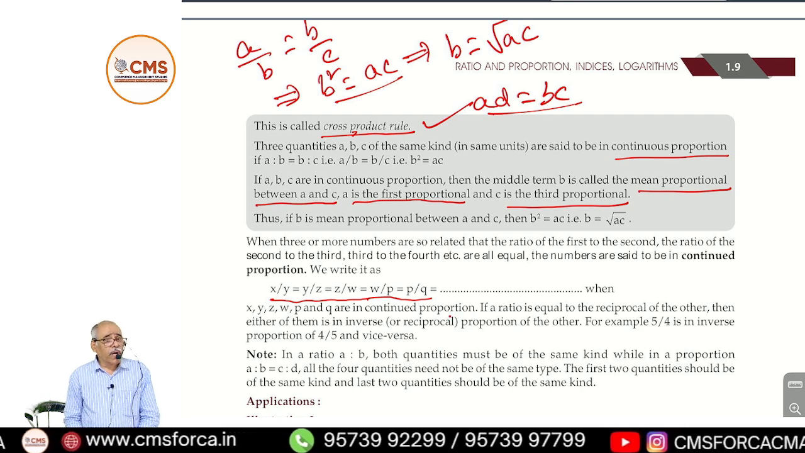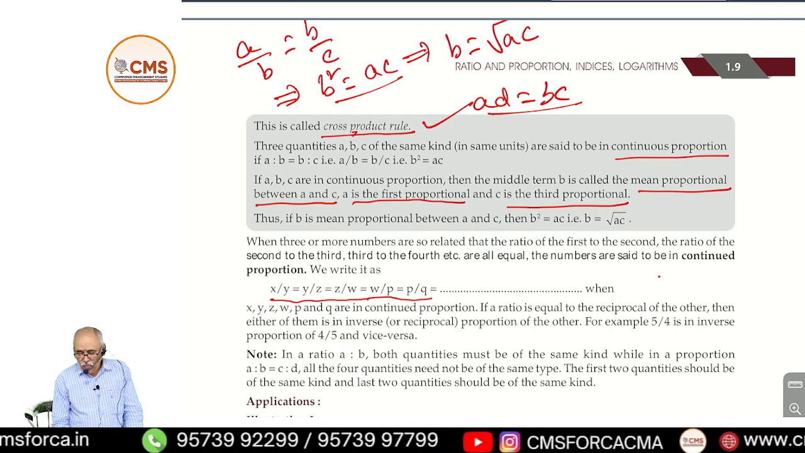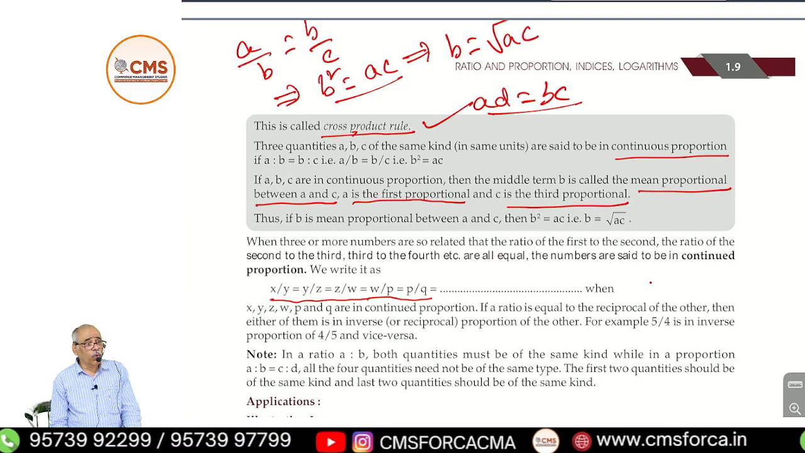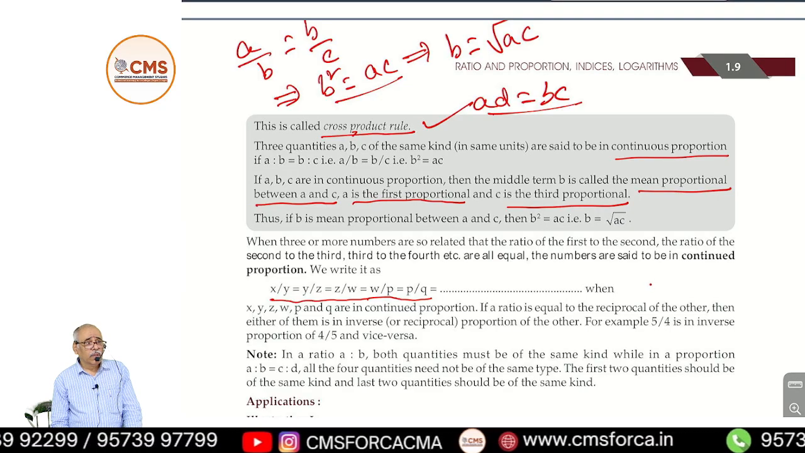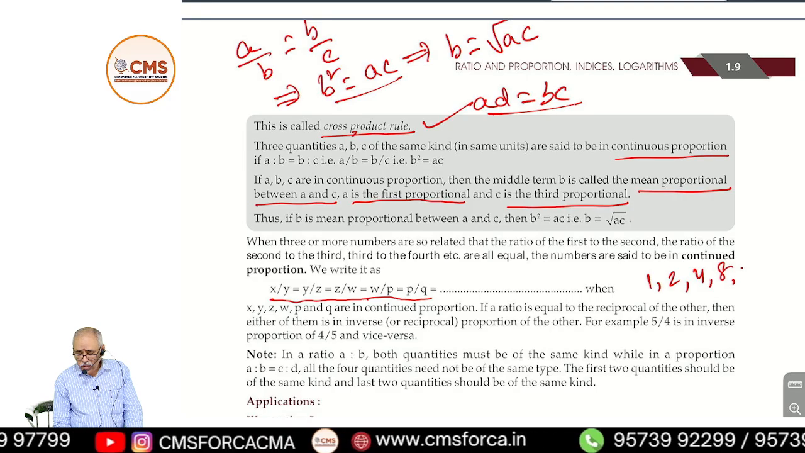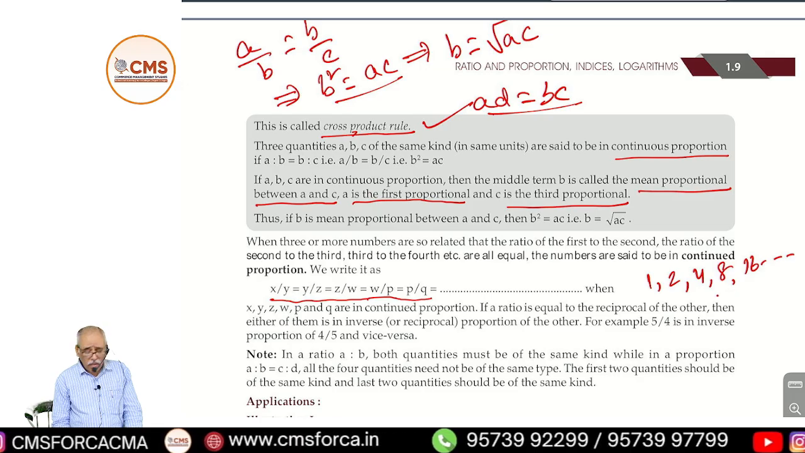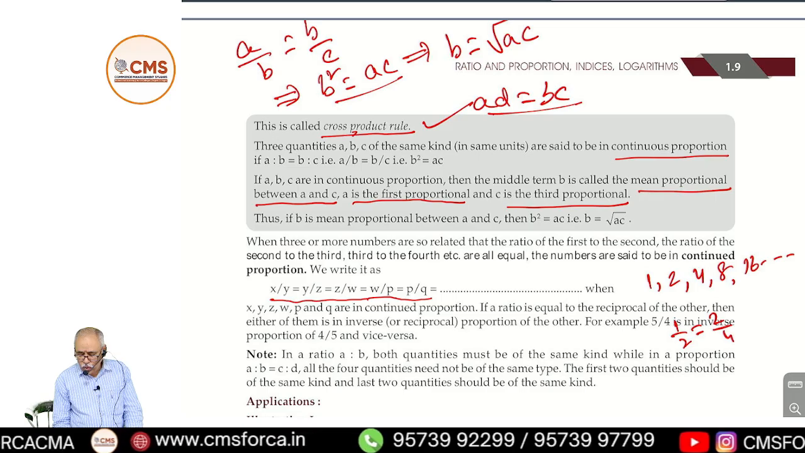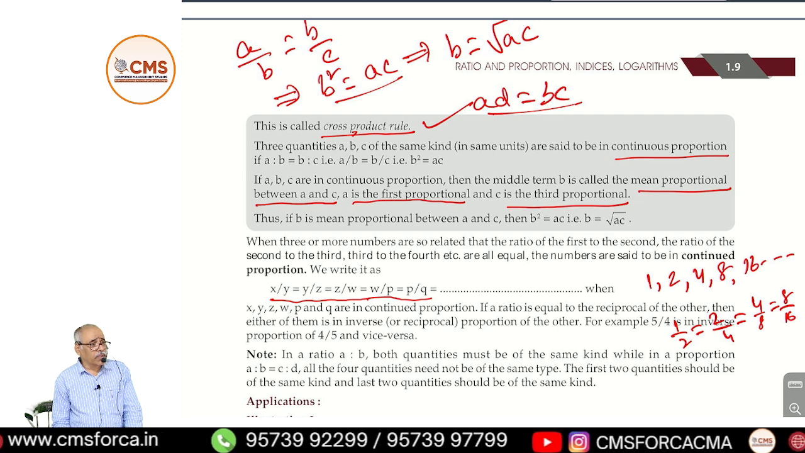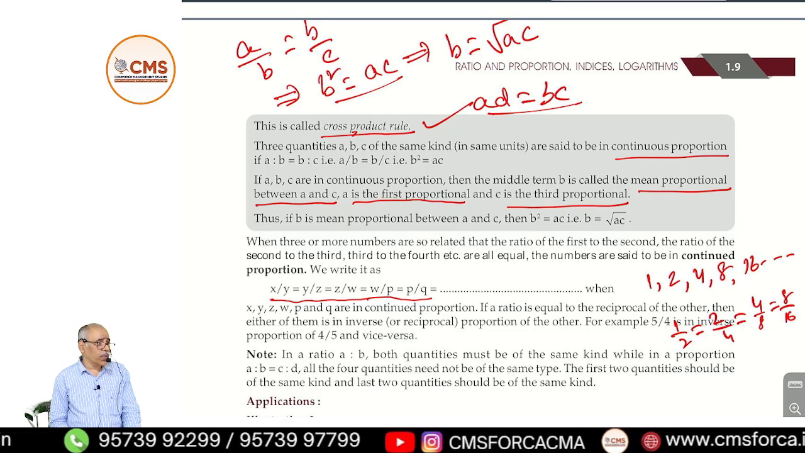Continued proportion. For example, I will give a small example. So 1 is to 2. What is its value? 1 by 2, 0.5. 2 by 4, what is its value? 1 by 2, 0.5, or not? 1, 2, 4, 8, 16 and so on. These are in continued proportion or not? Because 1 by 2 is equal to 2 by 4 equal to 4 by 8 is equal to 8 by 16 and equal to 16 by 32 and so on, or not? That is why they are in continued proportion.